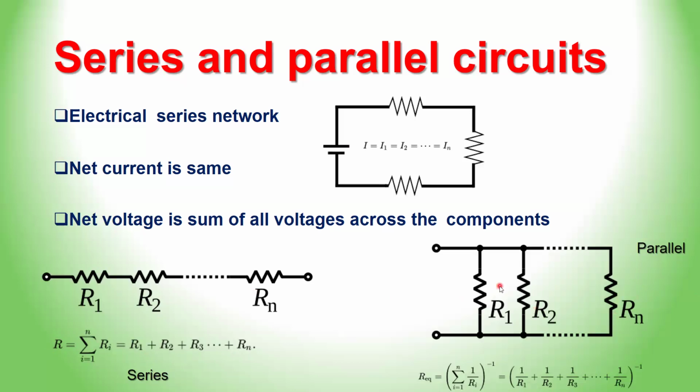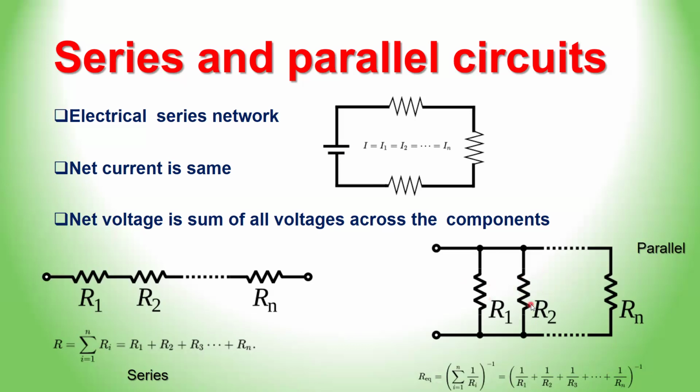Here you see that the resistances R1, R2 up to Rn are connected in parallel. There are n resistors that can be connected in this fashion, and they are all connected in parallel. That's why this kind of circuit or network is called an electrical parallel network or electrical parallel circuit.